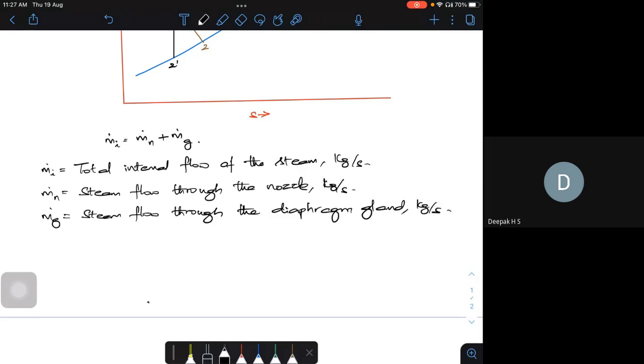So that is in kg per second. For any kind of impulse machine, any kind of machine, this will be the mass flow rate which is available. Now if I try to write the power equation, what is your power equation? Mass flow rate into your enthalpy drop. Mass flow rate into enthalpy drop, that is your power, the power available for any kind of a turbine.